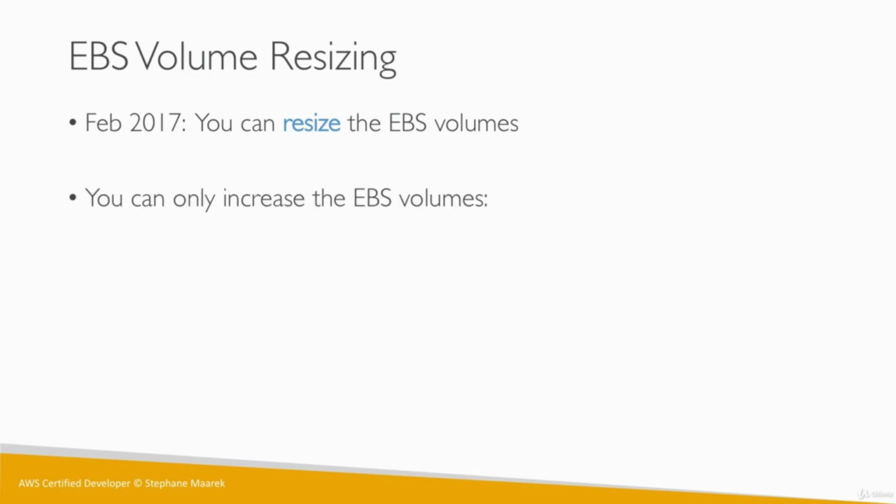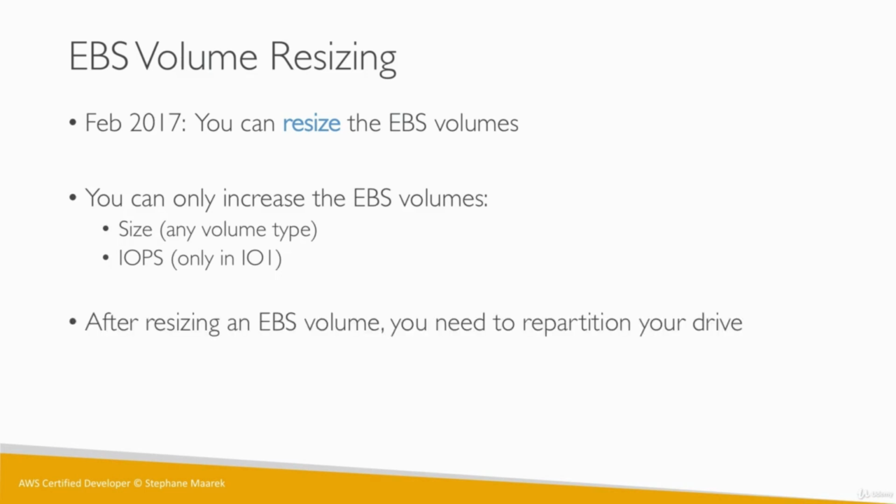And so that means we can increase the EBS volume for the size, so number of gigabytes, or for the IOPS. Only for the IO1 volume, you can add more IOPS. After resizing an EBS volume, what you need to do is repartition your drive on your EC2 instance, and then your EC2 instance will be able to leverage the full new size of your drive.